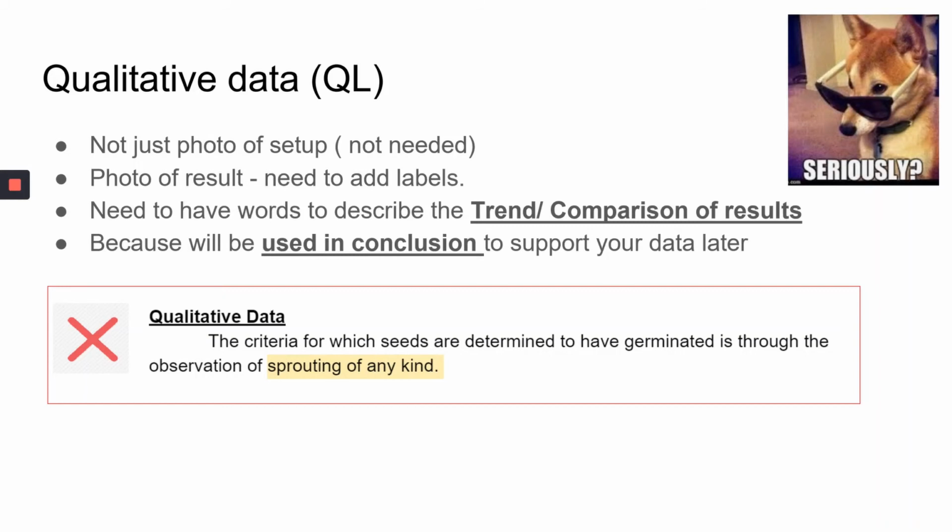Another example from previous years: the criterion for which seeds were determined to have germinated was observation of sprouting of any kind. This student was looking at seed germination, and they just said that you observe the data if you see sprouting, but without any photograph to support what is meant by sprouting, it is not detailed enough. So you want useful and detailed enough qualitative data.